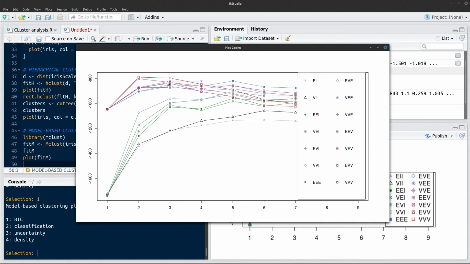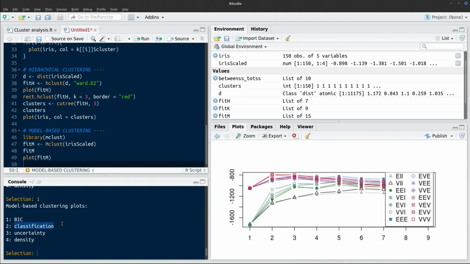adding additional clusters no longer contributes to the value of BIC, no longer contributes to explaining away the variance in the data. And so for this reason, I hope you can see that this algorithm has chosen the VVV model and has chosen 2 clusters as explaining most of the variation in our data.